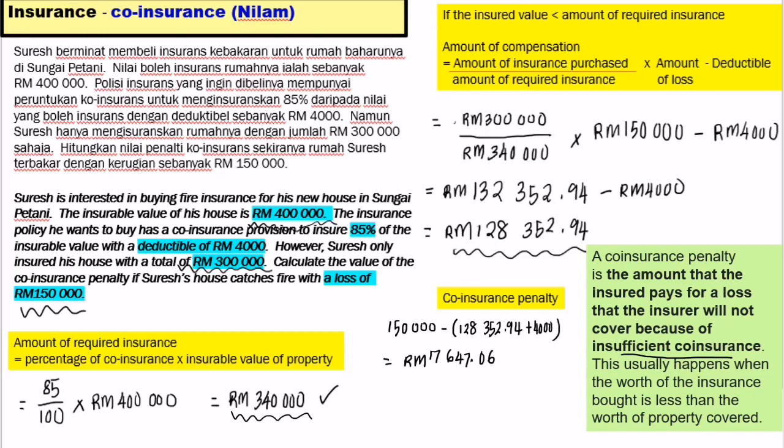The loss of Suresh is 150,000. If he insured according amount of required insurance, which is 340,000, he actually can receive 146,000. But because he only insured his house with a total of 300,000, he only received 128,352 ringgit 94 cent. So how much less? Yes, 17,647 ringgit 6 cent.